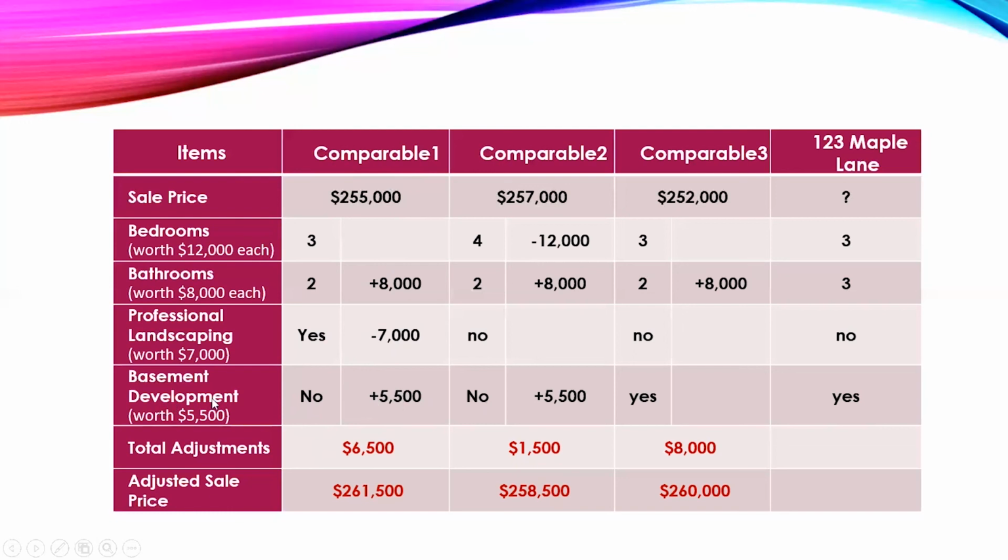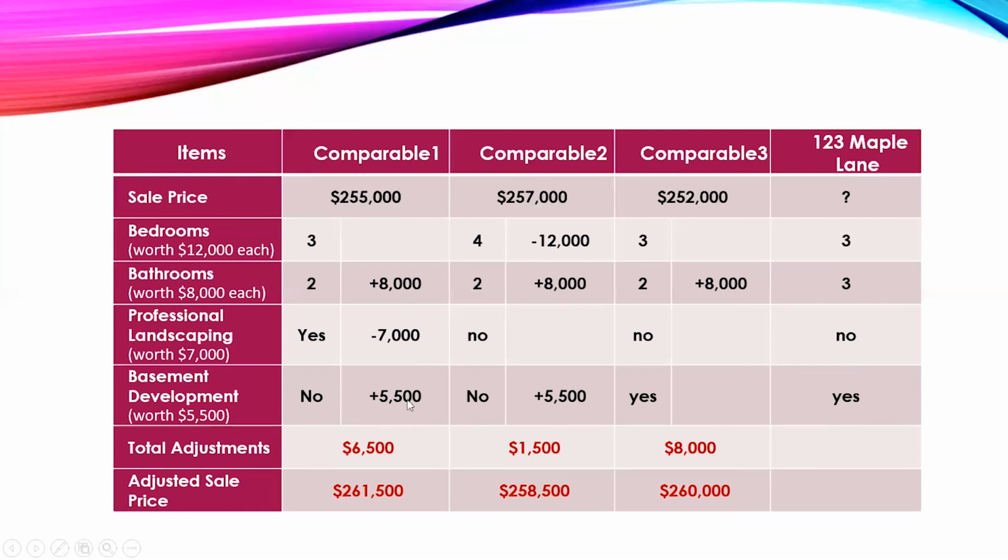The next one is the basement development. As we can see here, comparable one does not have a basement, whereas our subject property does. Therefore, we will have to make a positive adjustment for the basement to our comparable property. So we will add $5,500 to the price of this.